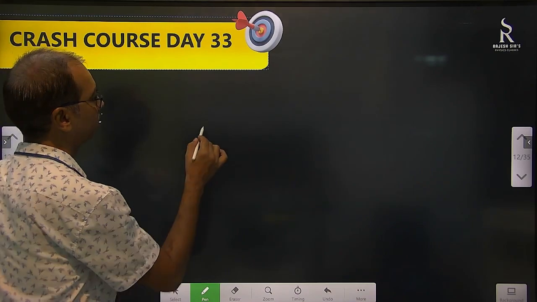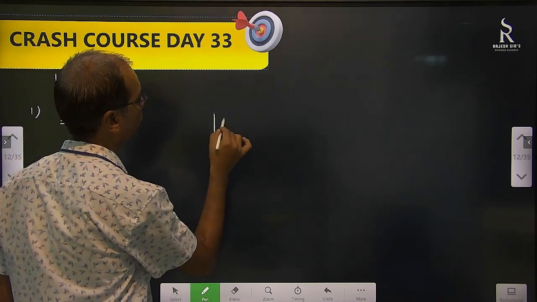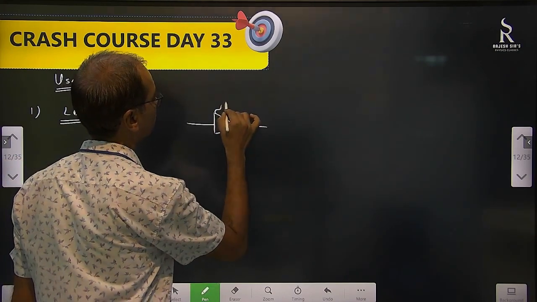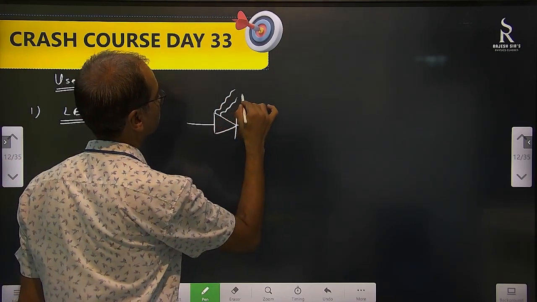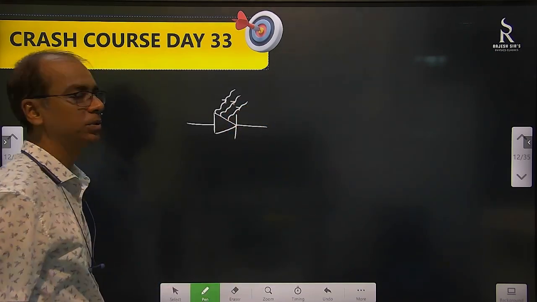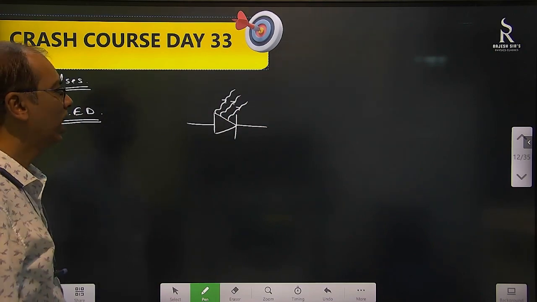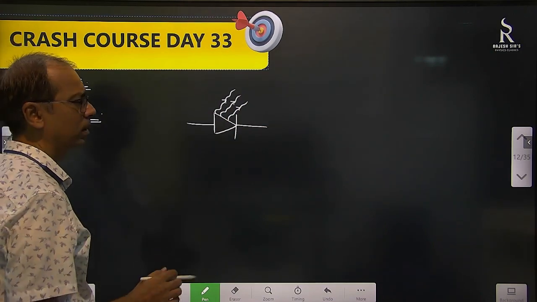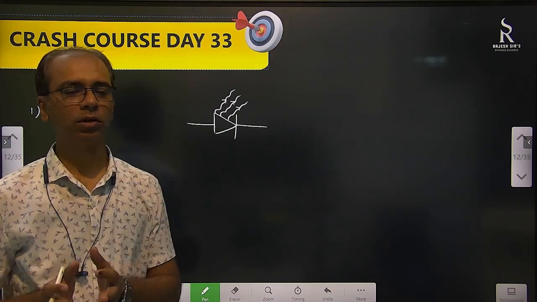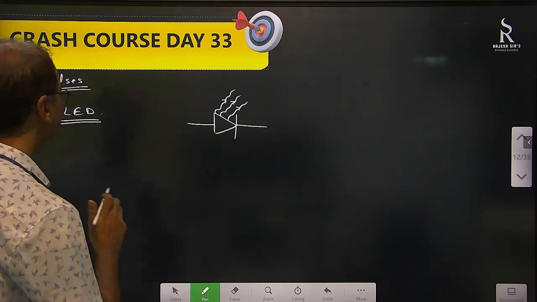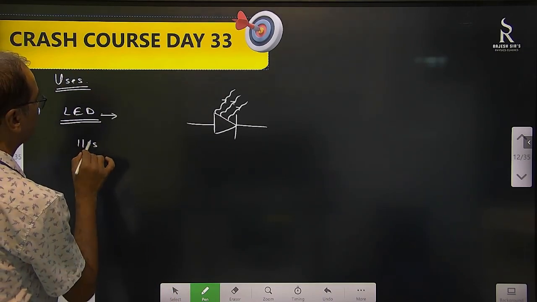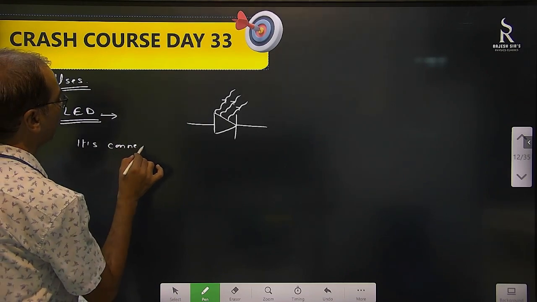So how is it shown? It's shown like this to us. These are photons. This is how photons are shown, right? This is the symbol through which we show LED. What happens in this? Very simple process. High energy electrons. First thing is it's connected in forward bias.